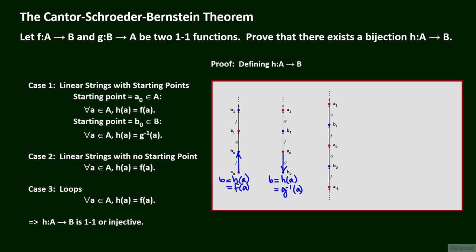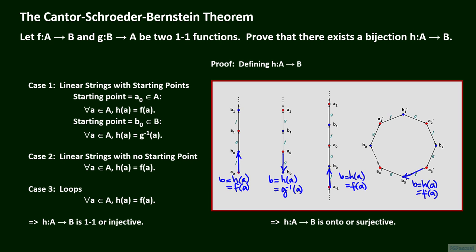For the linear string with no starting point, h of a is equal to f of a. And finally, we have the loop. H of a is also equal to f of a. Now that we have shown that every element of set B has a pre-image in set A under the function h, h is therefore onto. Because the function h from set A into set B is both one-to-one and onto, h is a bijection.